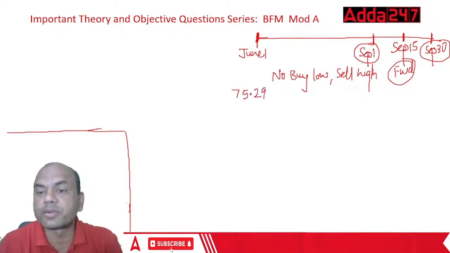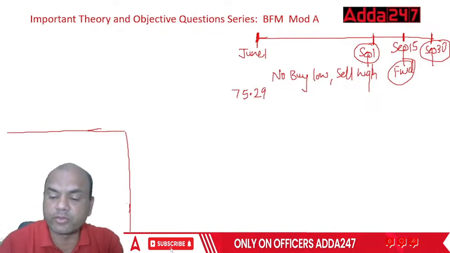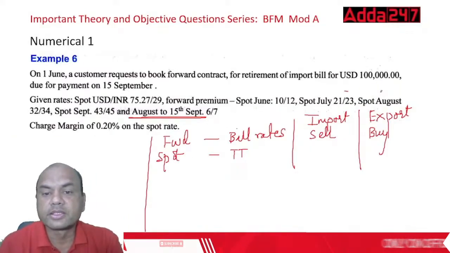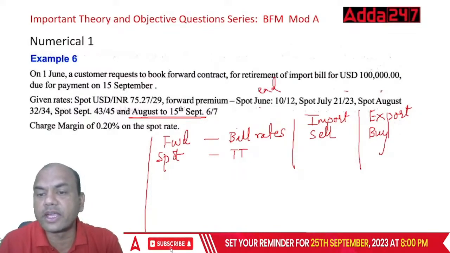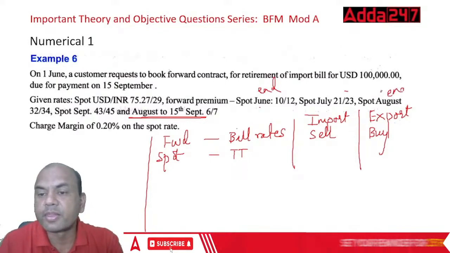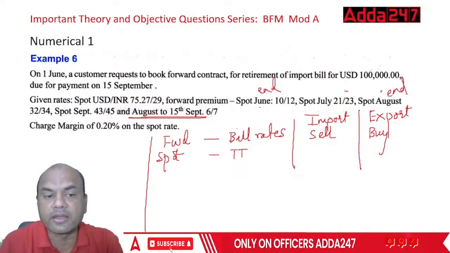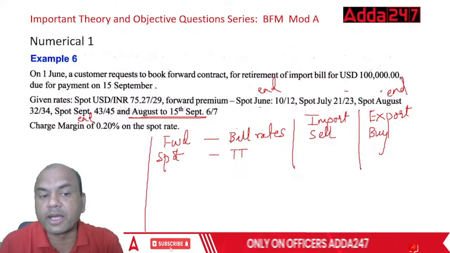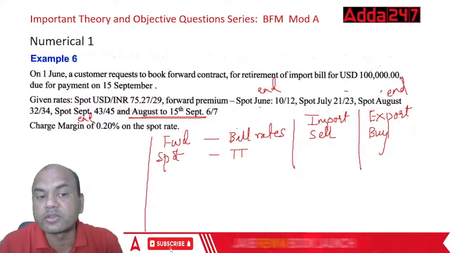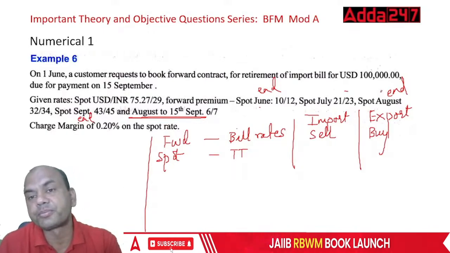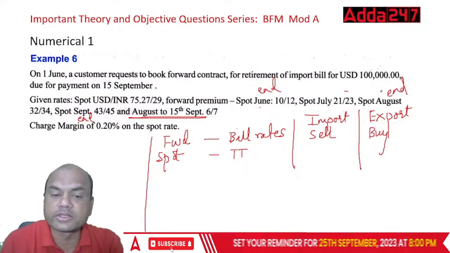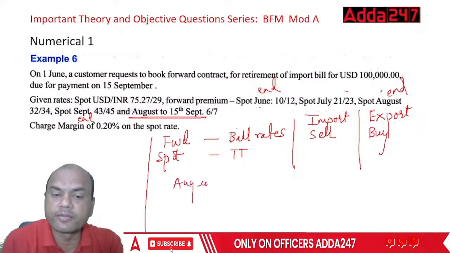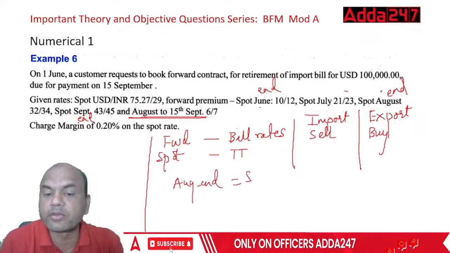Now I want September 1. What is the September 1 forward rate? See, the spot is given for June. Now, whenever I say June, it means June end. Remember this. Whenever I say July, it's end. August end. September end. My transaction is on September 15th, so I can't use this September end rate. I'll have to use the August end rates here. August end is equal to September 1.